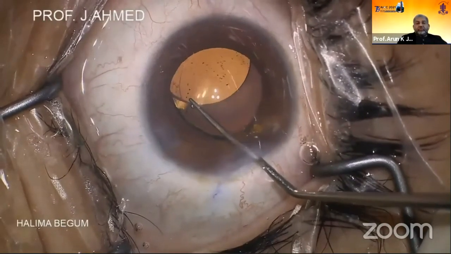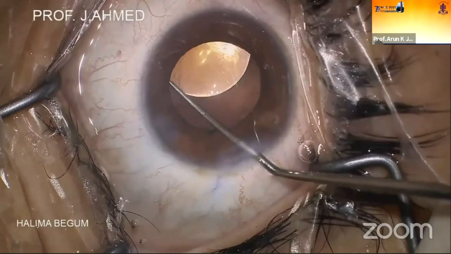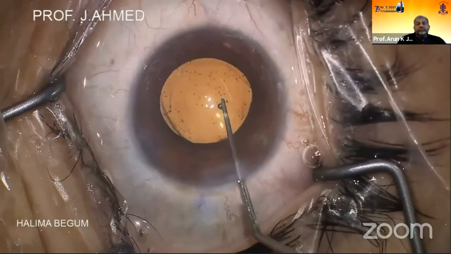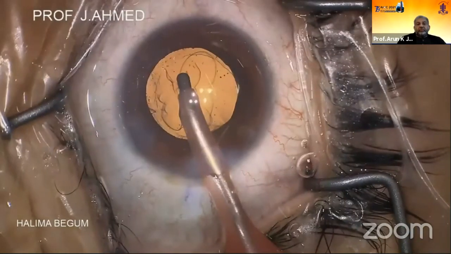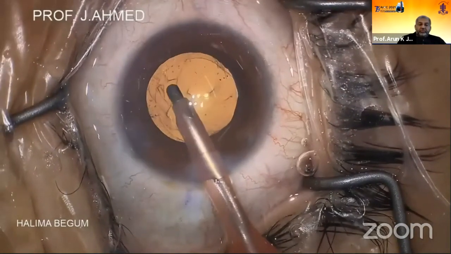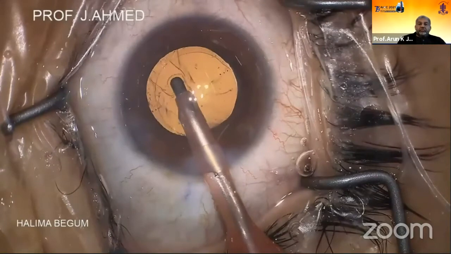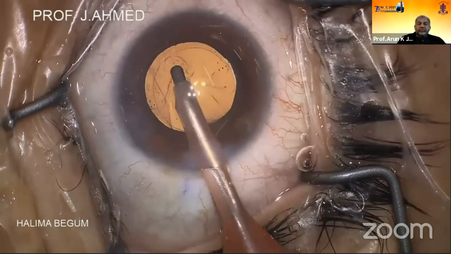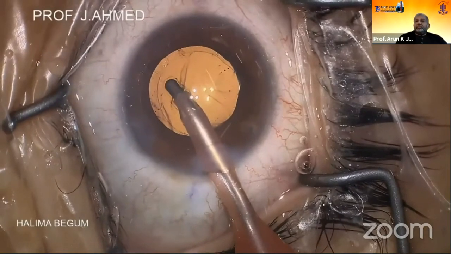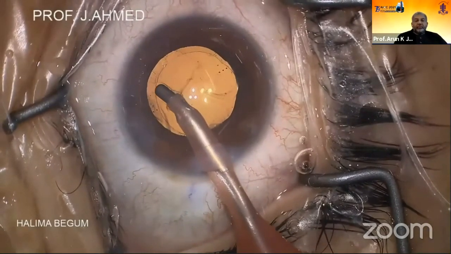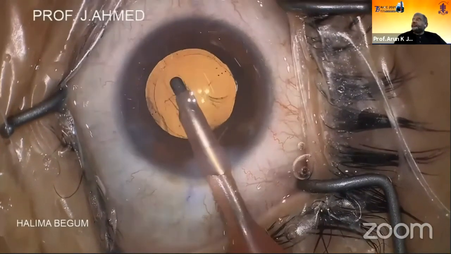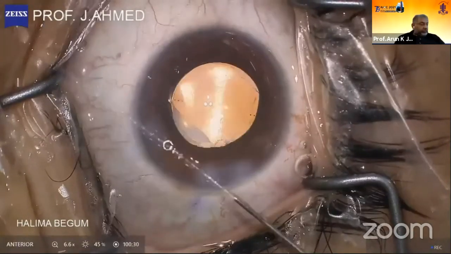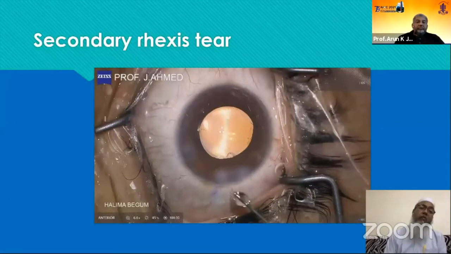to place the IOL in the bag, and before final placement, care is taken to clean the viscoelastics from the anterior chamber, and no attempt is made to remove the viscoelastics from behind the IOL. After clearing the viscoelastics, the wound hydration is done and overhydration is avoided.